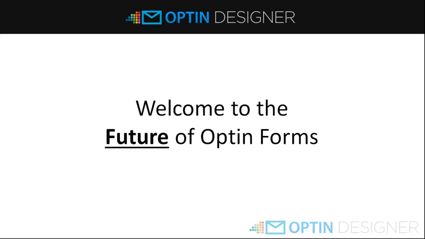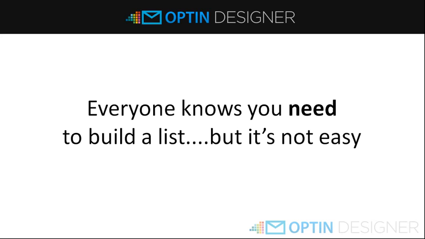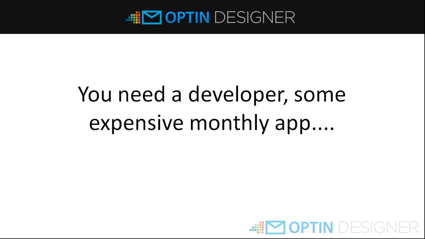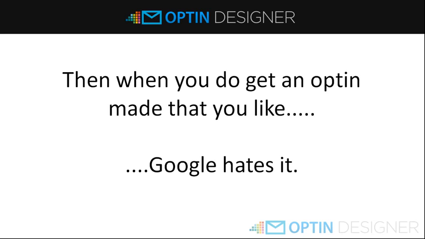Quite a bold statement, but I think the app that I'm going to show you today more than backs it up. Everybody knows that you need to build a list, but it's not easy. You're going to need to hire a developer, or you're going to need to sign up to some expensive monthly app. And then once you actually do get an Optin form that you like, Google is going to hate it.